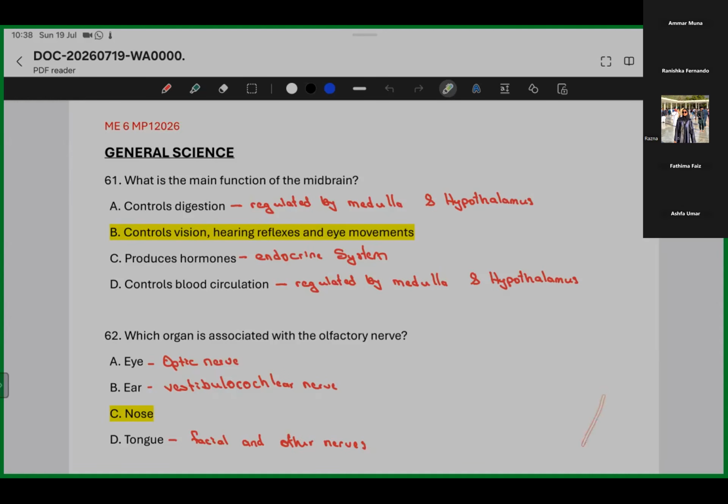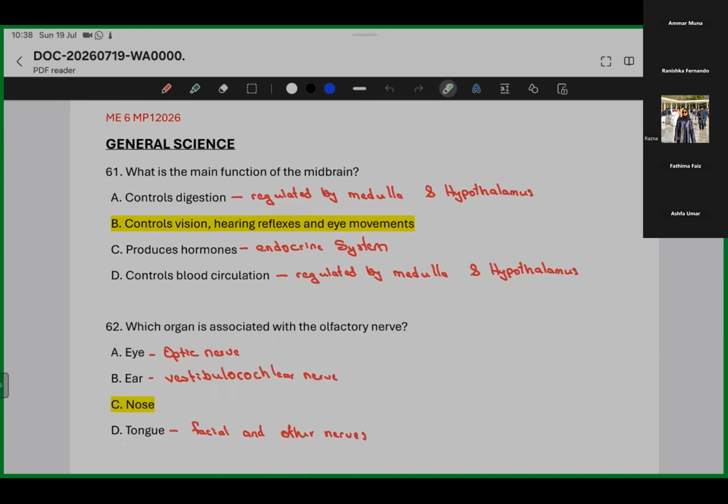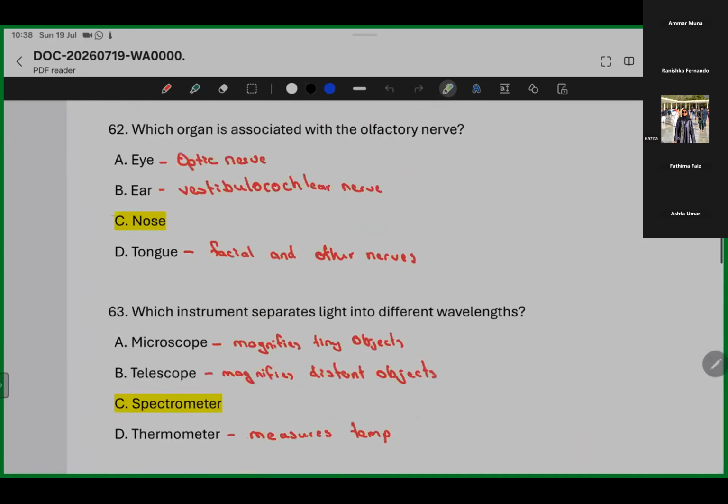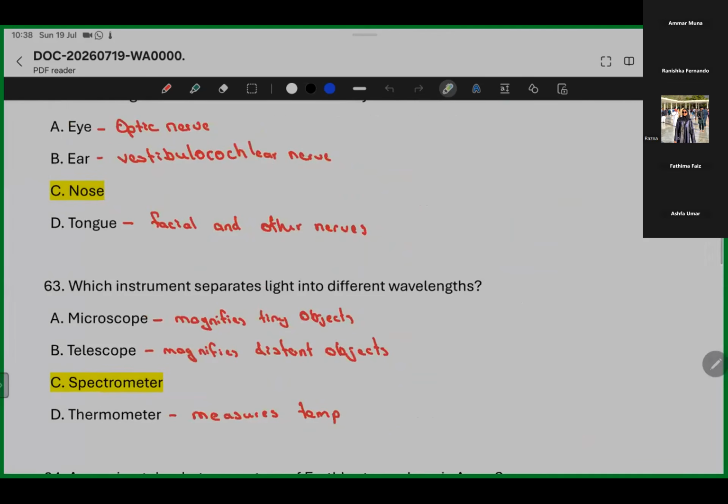And moving on to the next question. This question was in part 5 as well, the previous paper: which organ is associated with the olfactory nerve? And the answer is nose. And 63: which instrument separates light into different wavelengths? The answer is pretty obvious. It's a spectrometer, as a microscope magnifies tiny objects, a telescope magnifies distant objects, and a thermometer measures temperature only.